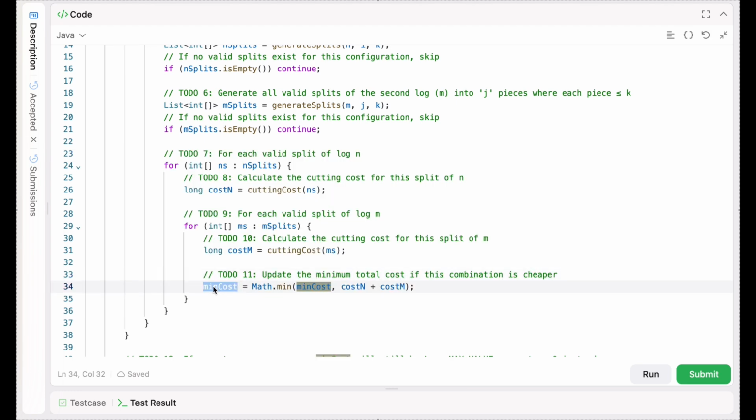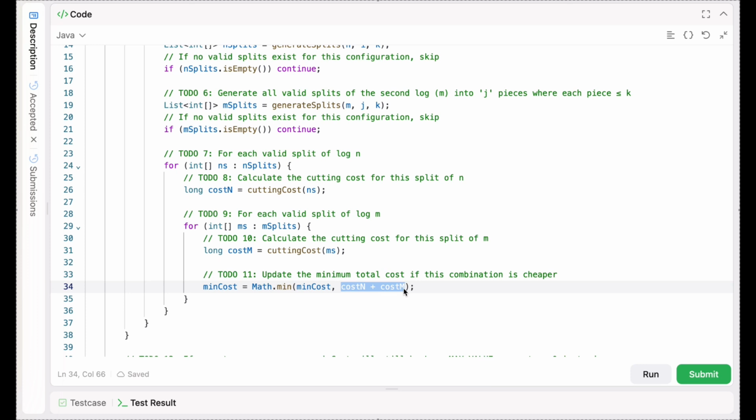So each time you will update the minimum cost, from the cost n plus m, because you have two costs, where two pieces are there, m and n. We have to decide how many pieces we can do. Either you decide how many pieces for log n, so for log n either you will go with 1 or 2. Similarly, we have to decide how many pieces for log m, either 1 or 2. So we have to combine these two costs, right?